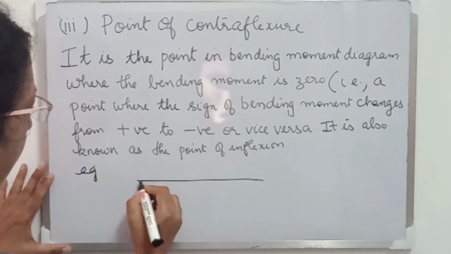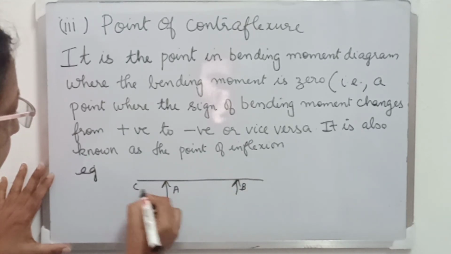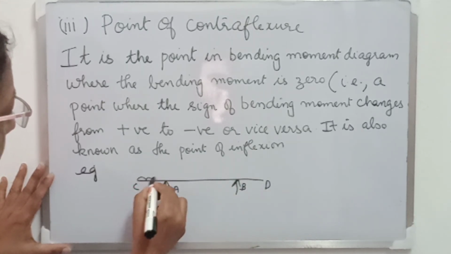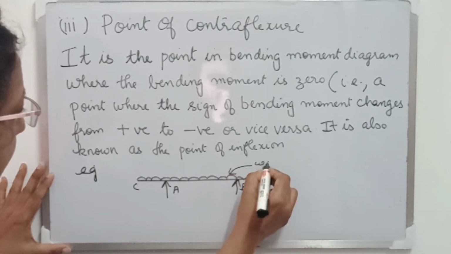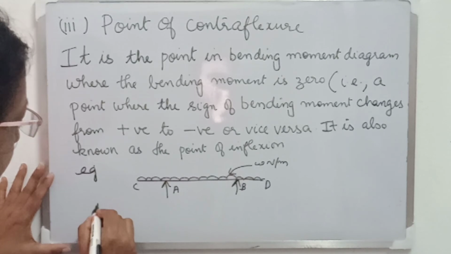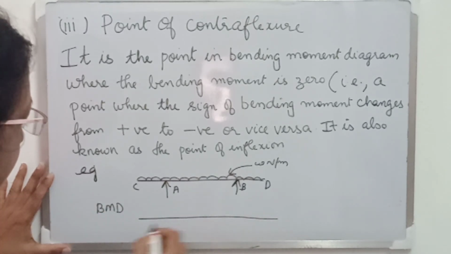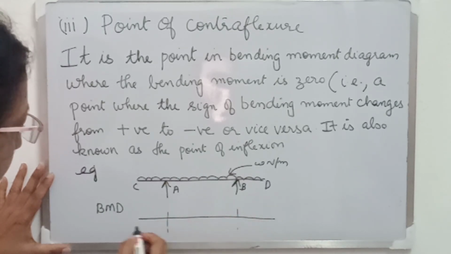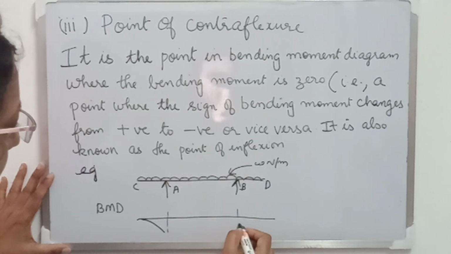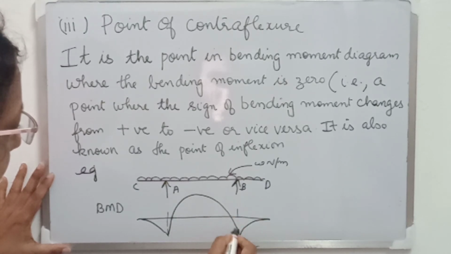So here, this beam is an overhanging beam, AB, and the overall span is CD. It is subjected to a UDL of small w Newton per meter. Let's draw the bending moment diagram of this beam. It will be like this. So here I am not showing the calculation or anything. I am just drawing the bending moment diagram based on the types of load and the other conditions.